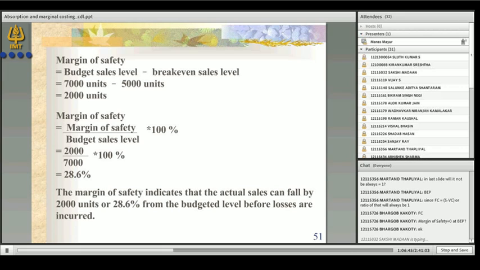So this gives you a picture of how much decrease in sales is comfortable for you, so that you are not reaching the loss zone, because if you reach the loss zone, then your problems will start again.